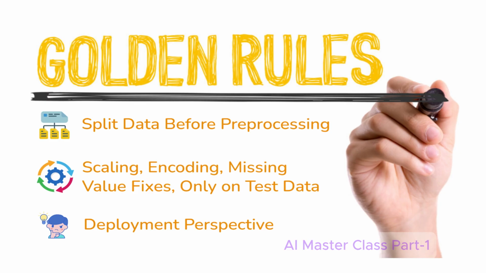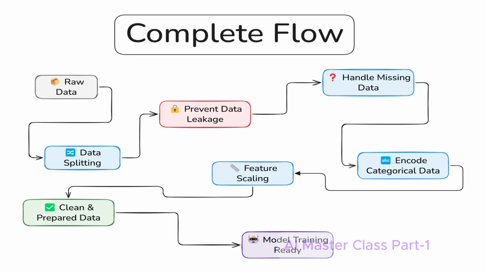So if you connect everything together, before training any model, the first step is to properly split the data, because without a correct split, we cannot truly evaluate the model. Then we need to make sure there is no data leakage, because even a small leakage can give misleadingly good results and completely break the model in real world scenarios. After that, we handle missing data, because real world data is never perfect and models cannot work with incomplete information. Then we convert the categorical data into numerical form, because machine learning models understand numbers, not labels. And finally, we scale the features so that all inputs are on a similar range and the model can learn efficiently.